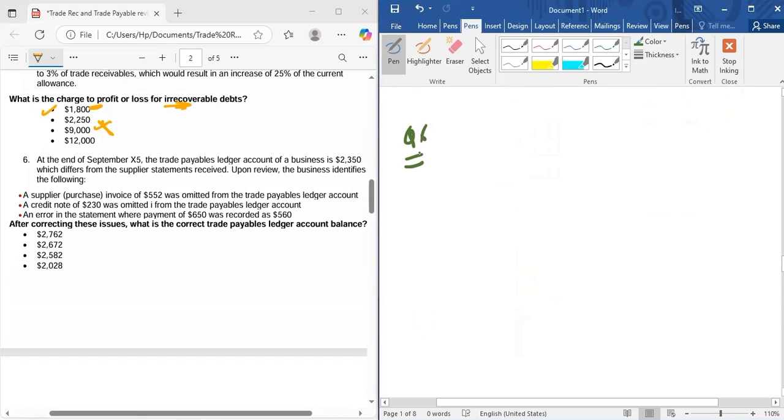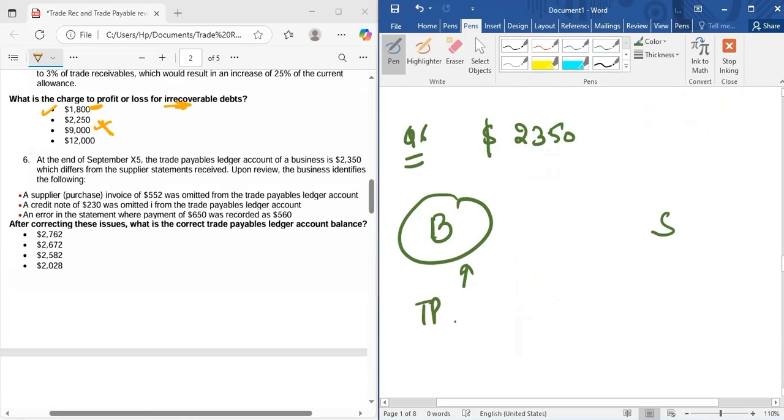At the end of September, the trade payables ledger account of a business is $2350. So there's a business, and its trade payables ledger shows that they have to pay $2350 to suppliers, which differs from the supplier statement receipt. See, there are two parties. One is the business and the other is the supplier. So this business would prepare the trade payables ledger account.